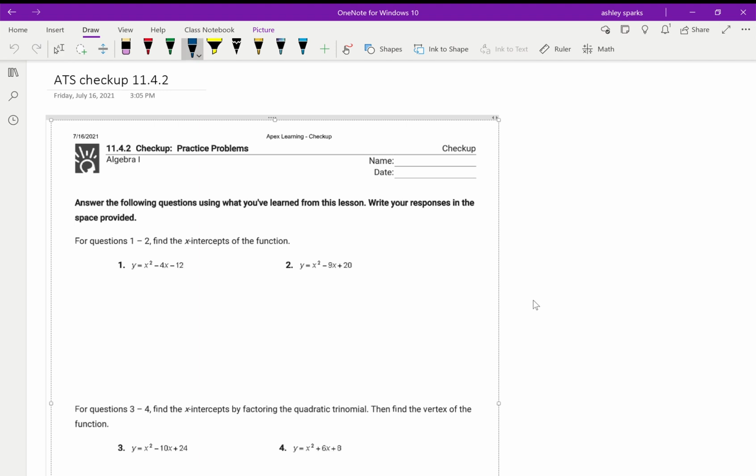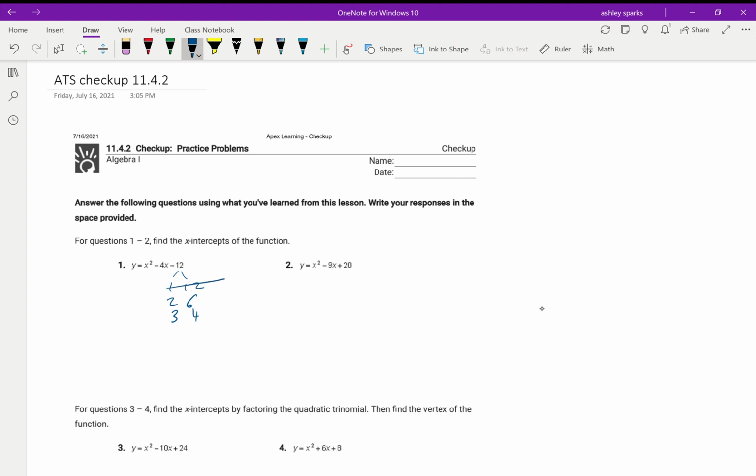When I go to factor, I always like to look at my constant term, and I think about what multiplies to give me 12. I've got 1 and 12, 2 and 6, and 3 and 4. And what I do is I try to think about these. Is there any way that when I do 1 plus 12 or 1 minus 12, I'm going to make negative 4? No. Is there any way if I do 3 plus 4, I would get 7? If I did 4 minus 3, I would get 1, so that's not going to work.